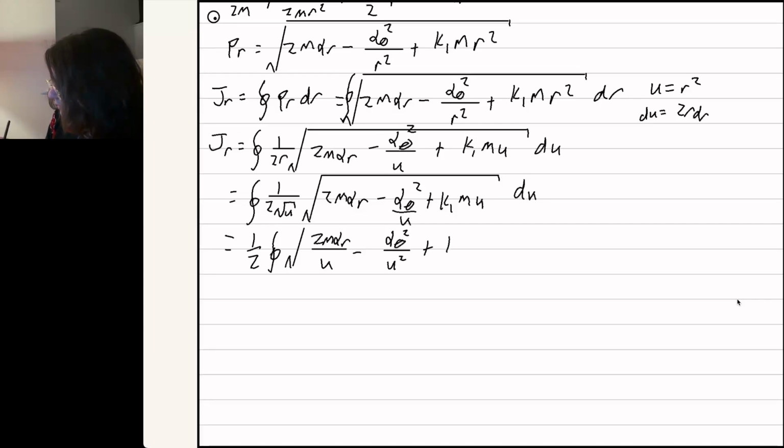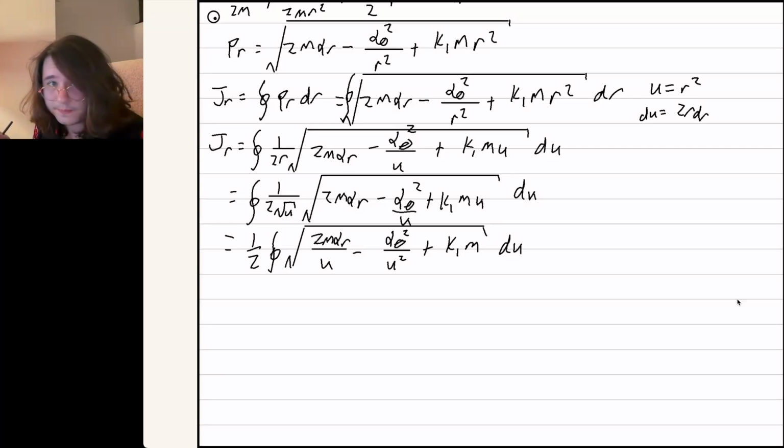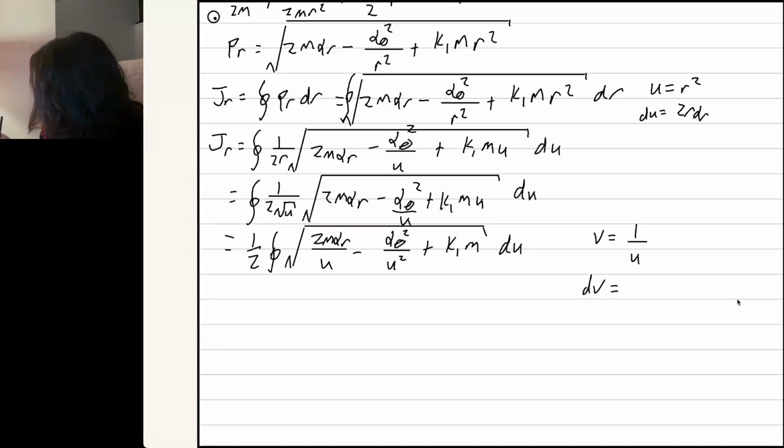Alpha theta squared over u squared plus k1m. Cool, cool, cool. Now I've got to make another substitution. So this time the substitution is v equals 1 over u, where the differential dv will be minus 1 over u squared du. So we'll go ahead and put that into the integral.